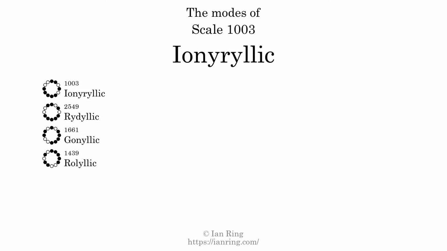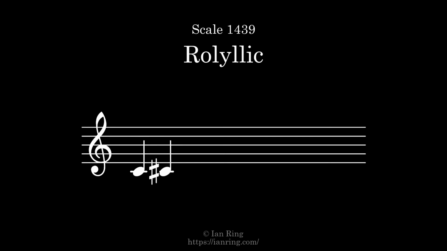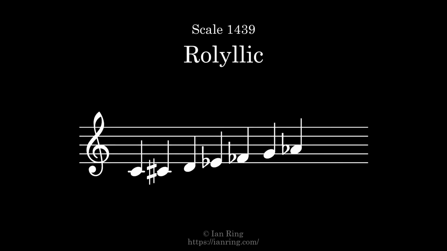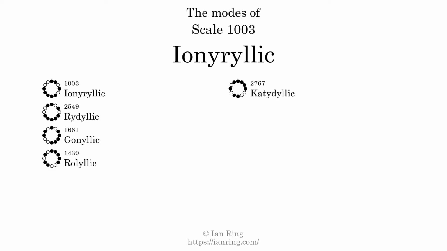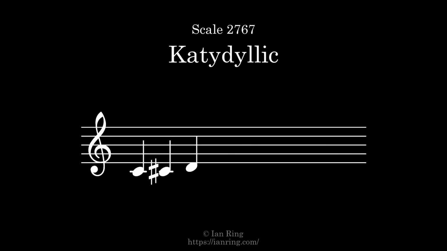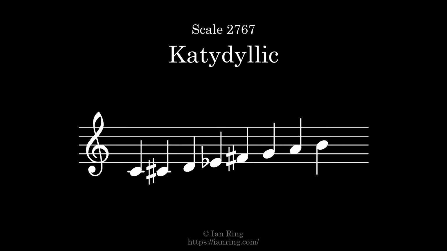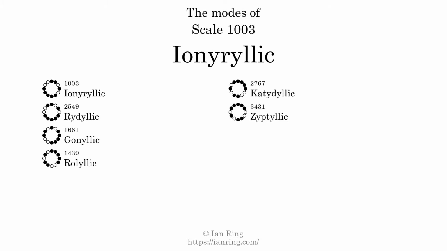The fourth mode is scale 1439, also known as Ionyryllic. It sounds like this. The fifth mode is scale 2767, also known as octatonic. It sounds like this. The sixth mode is scale 3431, also known as diatonic. It sounds like this.